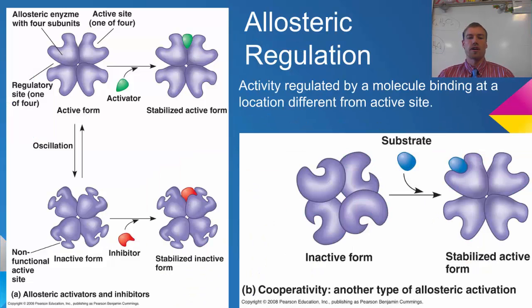One of the types of regulation is called allosteric regulation, and this is where the enzyme might have 4 different subunits. This might be the quaternary structure, and so an activator will bind and it will keep it in a stable active form, or we can have an inhibitor bind that would keep it from being able to function. We could also have another type of activation where when one substrate binds, it will allow all of the other active sites to be available as well. You don't necessarily need to know the specific names for these, but we do want to make sure that we understand the concept that enzymes can be turned on or turned off by other molecules rather than just the substrate.